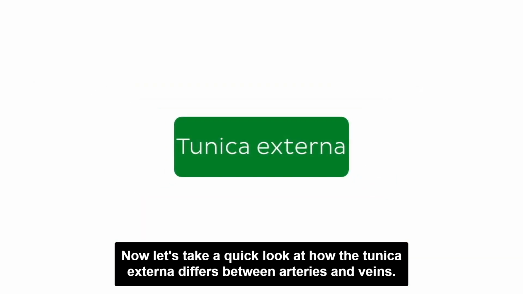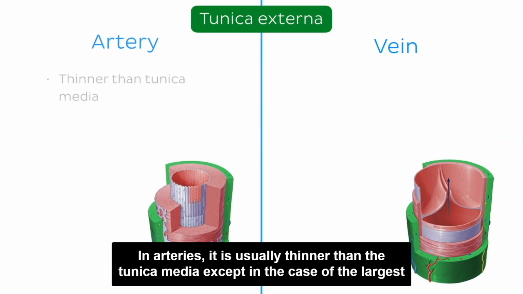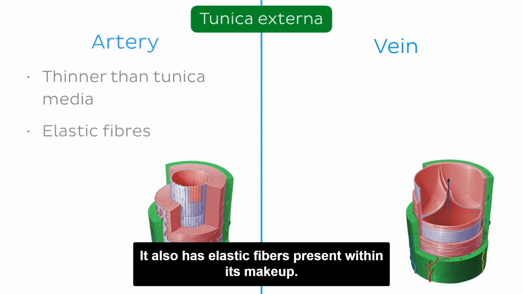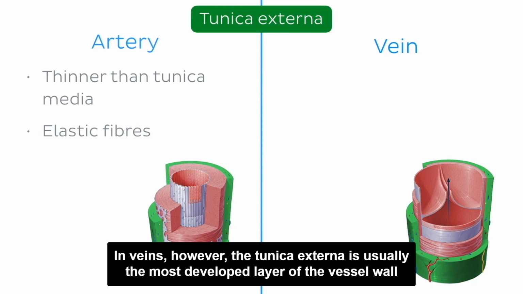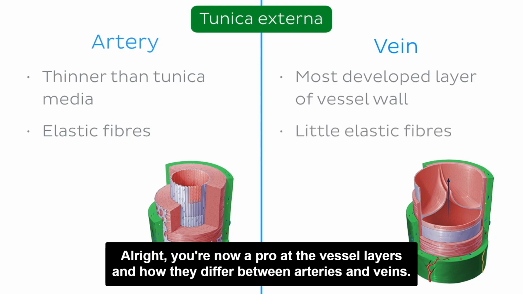Now let's take a quick look at how the tunica externa differs between arteries and veins. In arteries, it is usually thinner than the tunica media, except in the case of the largest arteries. It also has elastic fibers present within its makeup. In veins, however, the tunica externa is usually the most developed layer of the vessel wall and doesn't bear large amounts of elastic fibers.